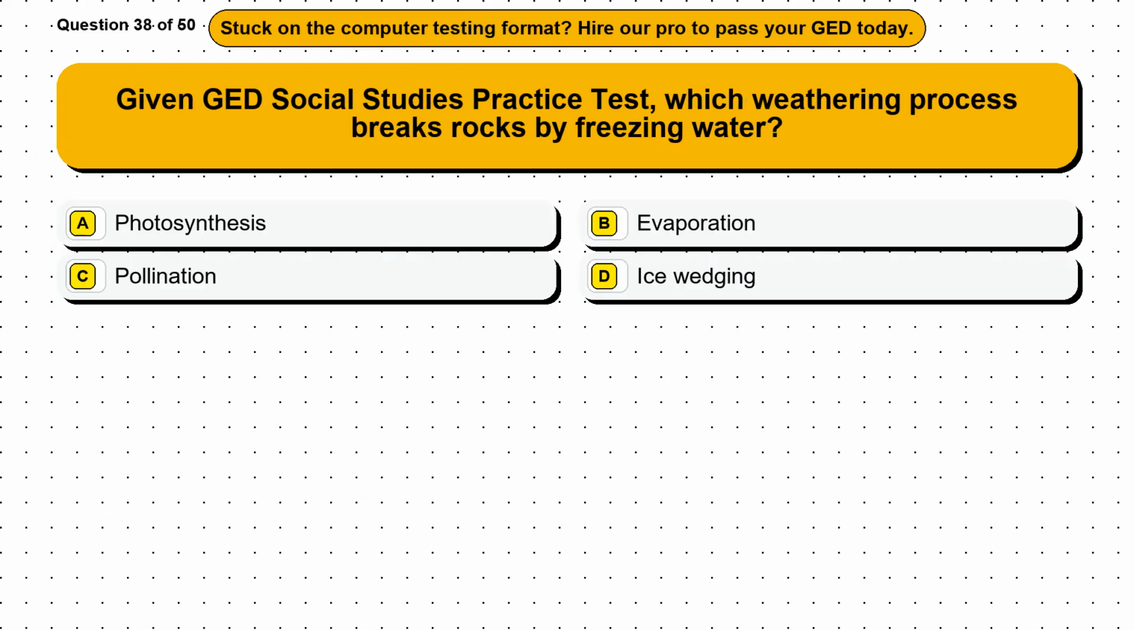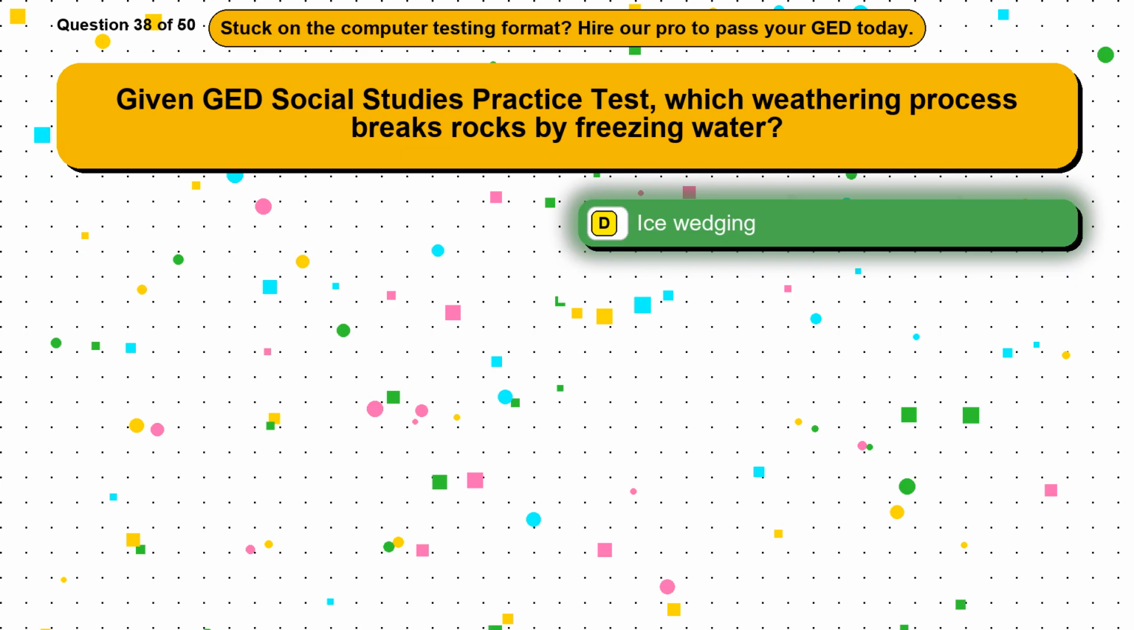Question 38. Given GED Social Studies practice test, which weathering process breaks rocks by freezing water? Option A, photosynthesis. Option B, evaporation. Option C, pollination. Option D, ice wedging. The correct answer is option D, ice wedging.